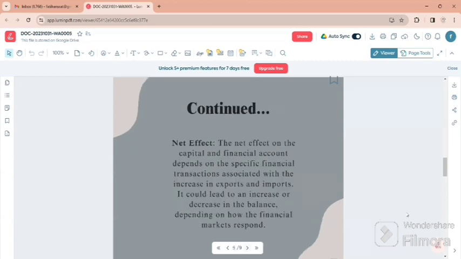Okay, so the net effect on the capital and financial account depends on the specific financial transactions associated with the increase in exports and imports. It could lead to an increase or decrease in the balance depending on how the financial markets respond. This is pretty self-explanatory. So you cannot say with 100% certainty what will happen to the capital and financial account. It may depend on various factors. It could lead to an increase or decrease depending on how the financial market actually responds.